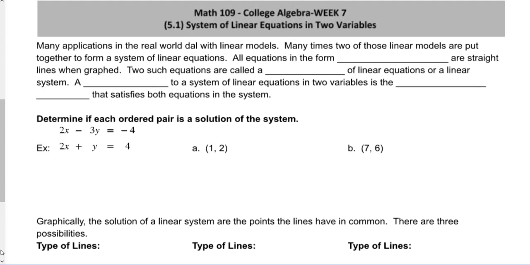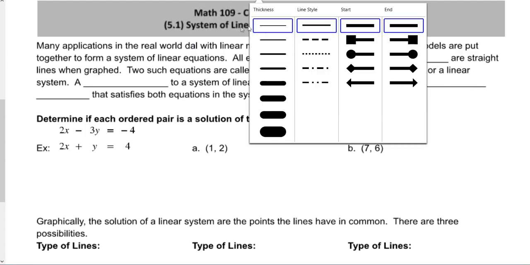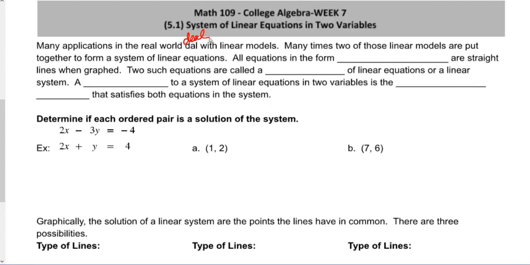All right, we're going to go into Chapter 5 and look at a section on systems of linear equations. So we've done linear equations previously in two variables and graphed the lines, etc. We're going to expand upon that if we have two of those, in which many applications in the real world deal with linear models. And many times, two of these linear models are put together to form a system of linear equations.